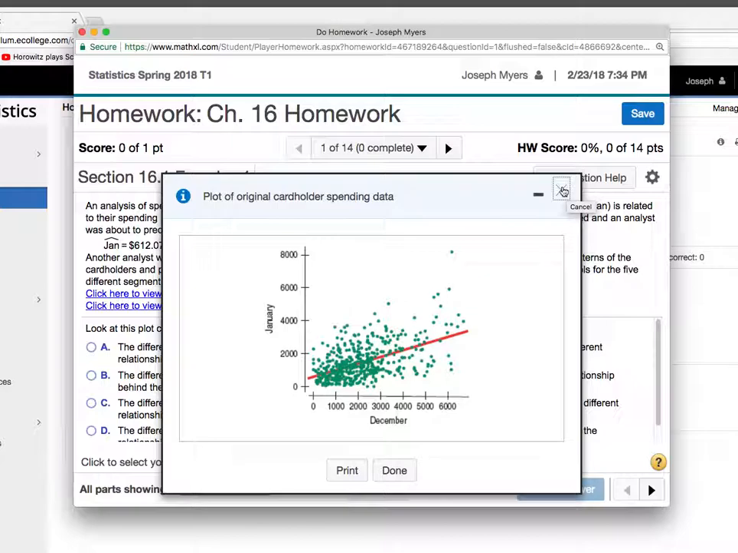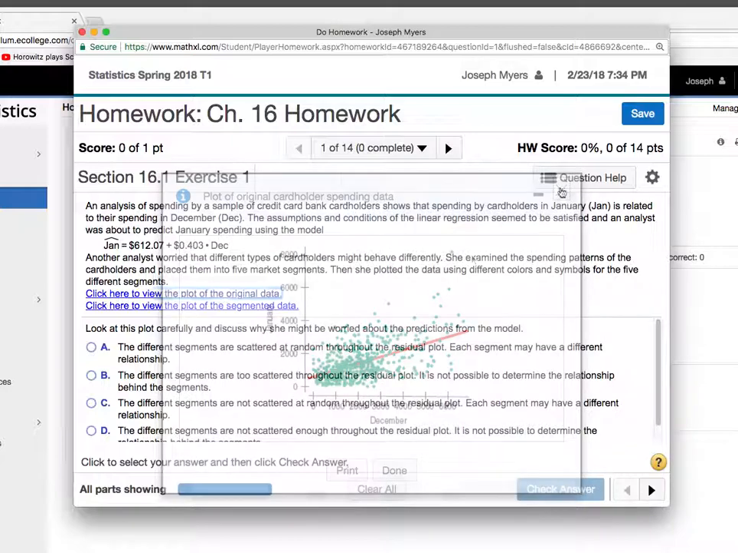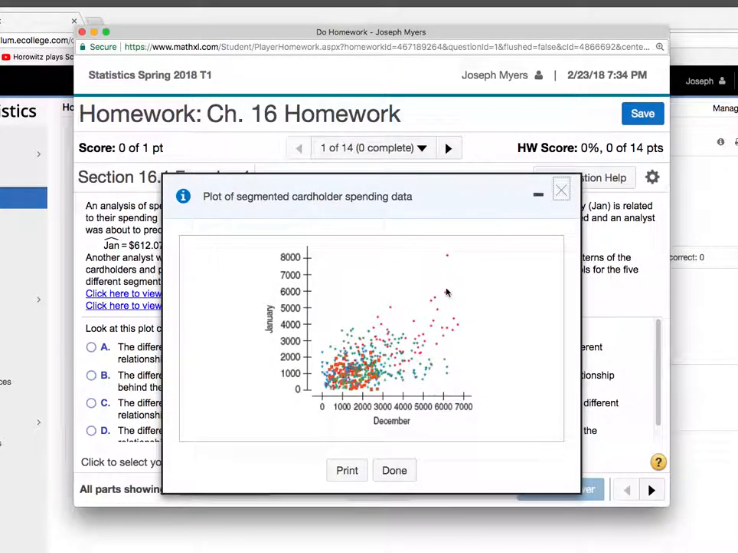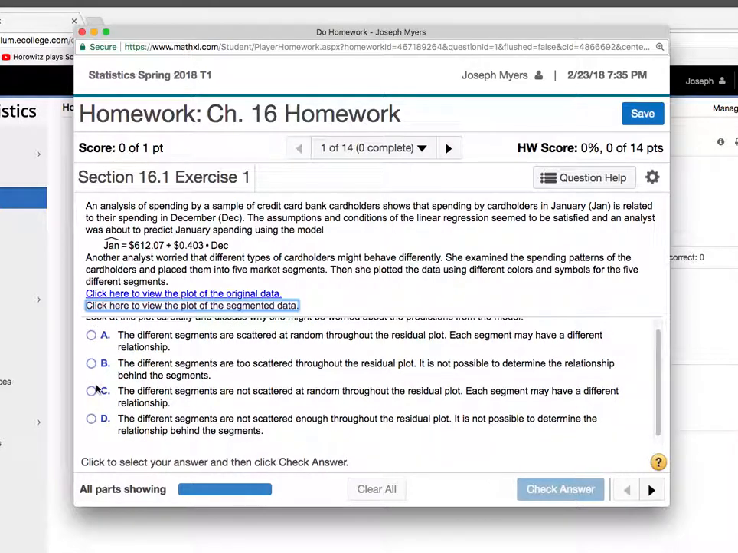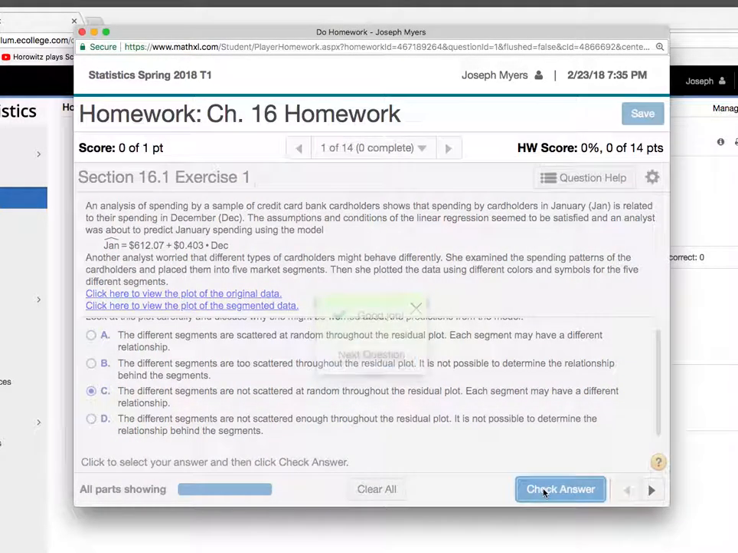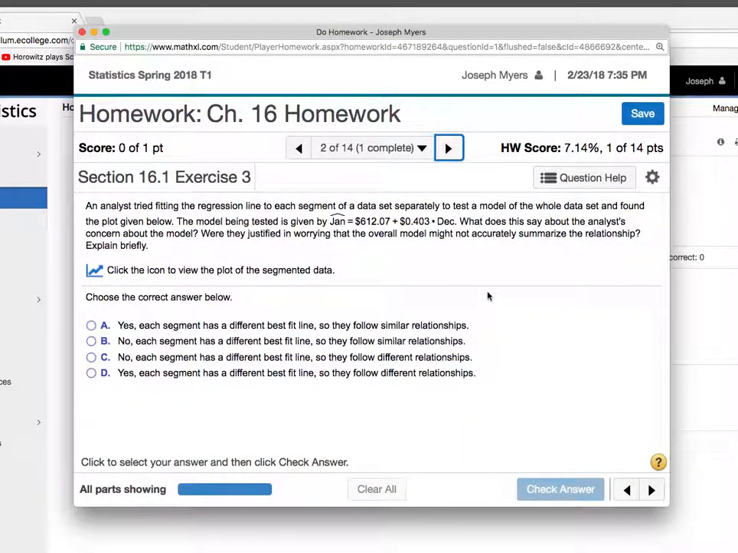So this is the original credit card data. When I look at this, I don't see anything really that means anything. So let's look at the segmented data. Okay, there we go. As you can see, those orange dots kind of go higher. There's not many of the other dots that are higher. Basically this means that the different segments are not scattered randomly. So there might be a different relationship for the different colors. There we go. Boom. That was easy.